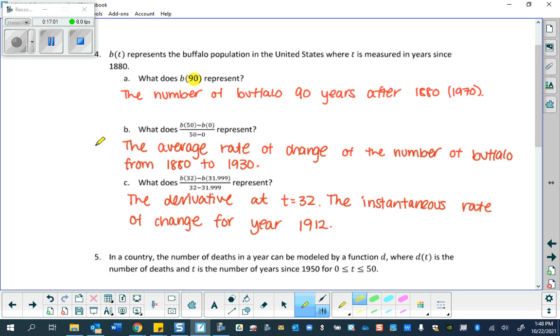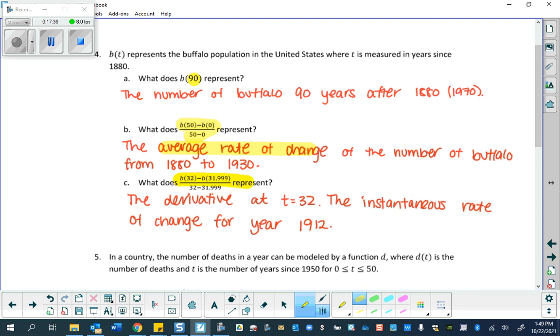So it's the number of buffalo 90 years after. So our output is the number of buffalo. Our input is those 90 years. So when we talk about what does this represent, that is going to be our average rate of change. I have that big bite of the x-axis. I'm looking at the change over 50 years. The average rate of change of the number of buffalo from 1880 to 1930. That's our average rate of change.